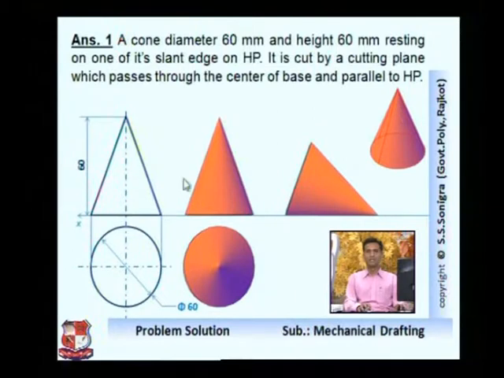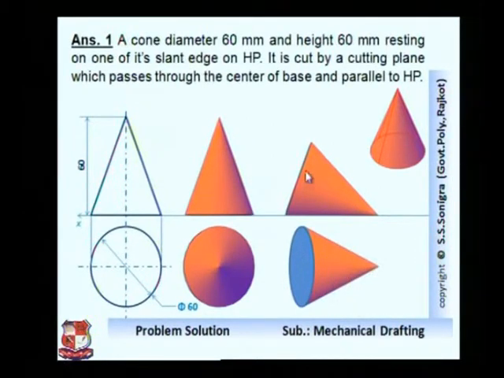So we have to tilt this front view like this, so that it rests on this slant edge, and it will be its top view. If we draw its front view, it would appear like this, and this would be its top view. And in the top view, this base would appear as an ellipse, which is circular by nature, but in top view it is inclined at a certain angle with the XY line, hence it will appear as an ellipse like this.